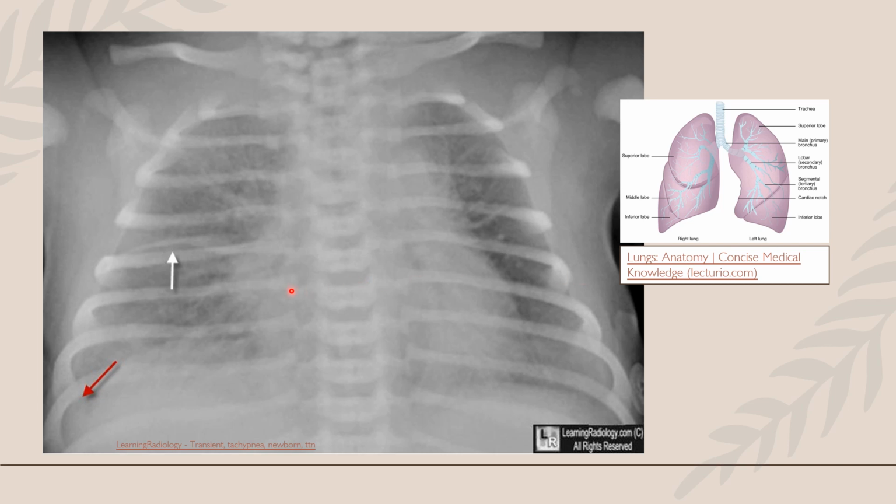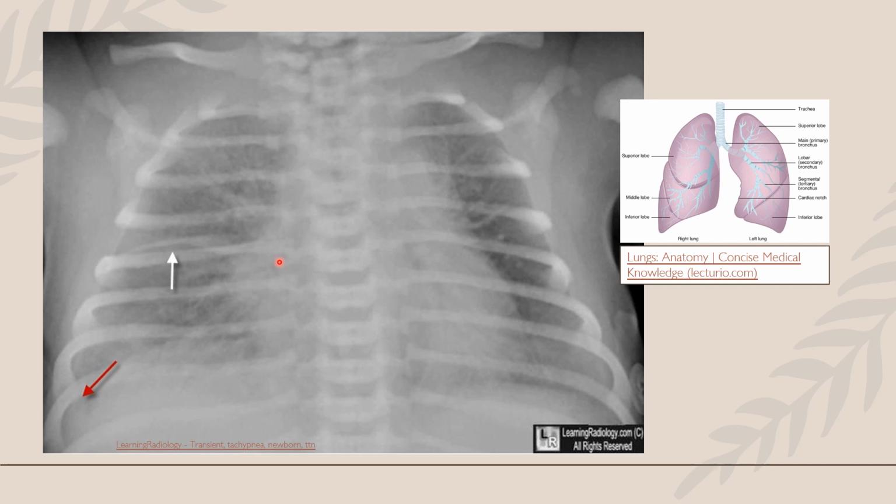And then for TTN, it's often described as a starburst pattern. Some of this is vasculature, but some of it is fluid. And you can see these offshoots, the heart kind of being the center of a sun, and then we have these offshoots here. This arrow here is pointing to fluid in the fissure, which isn't super common, but you can see it.